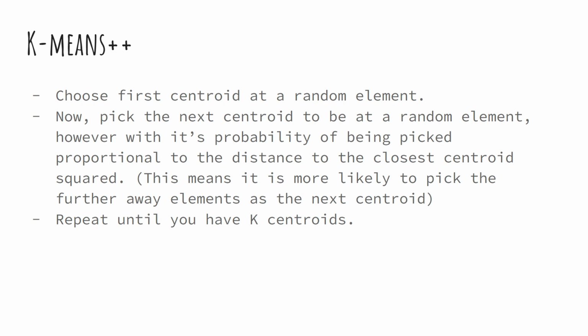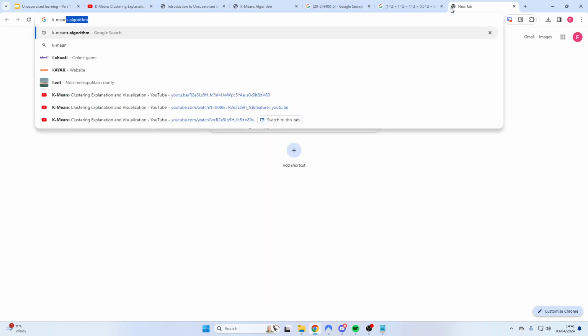So the first thing you do is you pick a random element, and then we're going to continue. So we pick k for the first one, we'd pick a random place. Now for the second one, we would still pick it at random. However, we're going to weight the randomness based on its distance from their closest centroids. So let me set it to k-means plus plus.